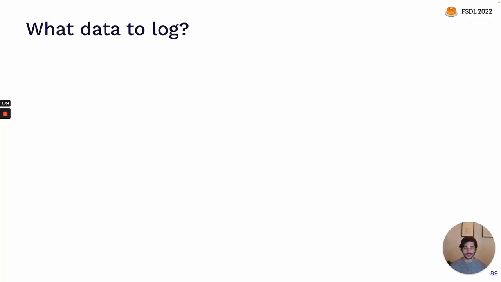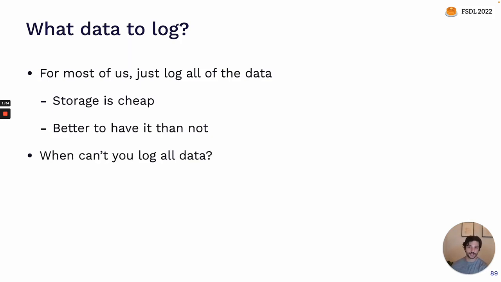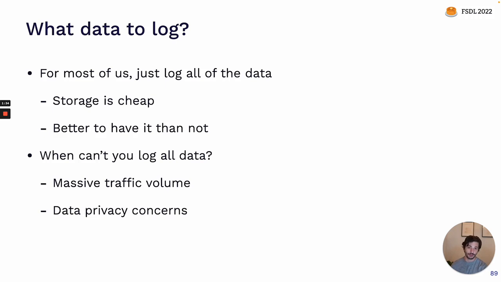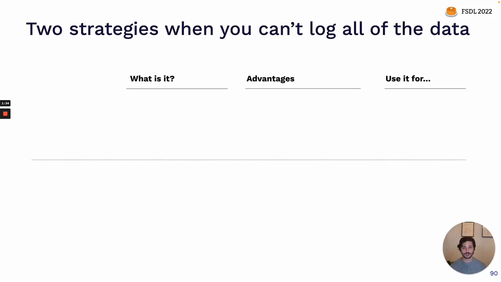For most of us, the best answer is just to log all of your data. Storage is cheap and it's better to have data than not have it. But there's some situations where you can't do that. For example, if you have just too much traffic going through your model to the point where it's too expensive to log all of it. If you have data privacy concerns, if you're not actually allowed to look at your users' data, or if you're running your model at the edge and it's too expensive to get all of that data back because you don't have enough network bandwidth. If you can't log all of your data, there's two things that you can do.